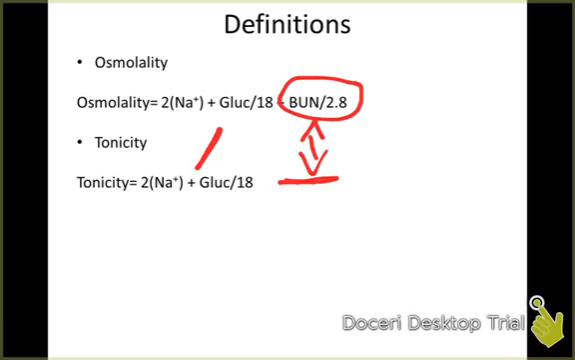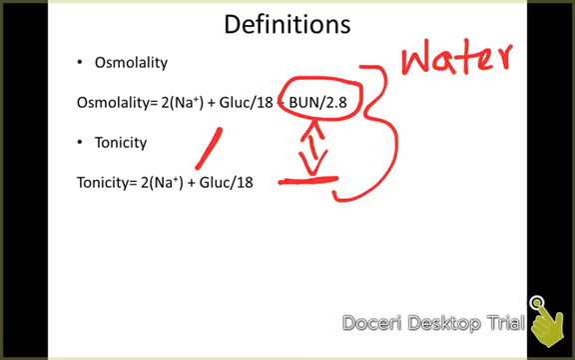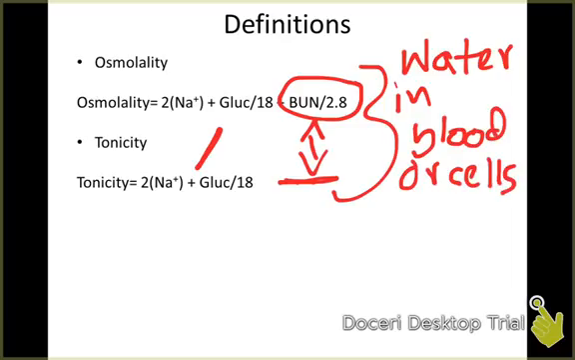But I want you to be familiar that we'll use these terms interchangeably, meaning hypertonic or hyperosmotic, hypotonic or hypoosmotic, isotonic or isoosmotic. And we use them interchangeably because the equations are so similar and the numbers can be used interchangeably as we go forward. So when we're talking about these two, we're mostly talking about water in the blood or cells. And I want you to remember that. That's what we're talking about when we're talking about these two.